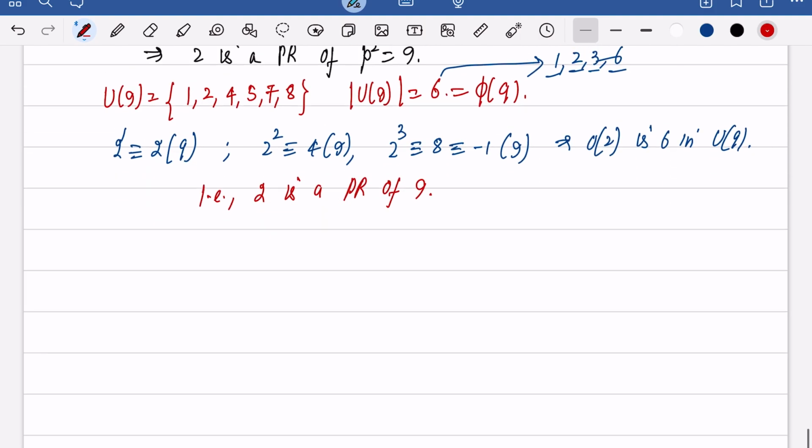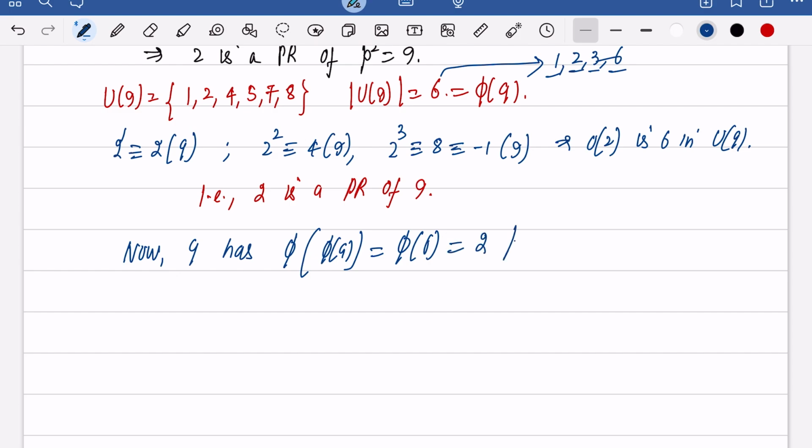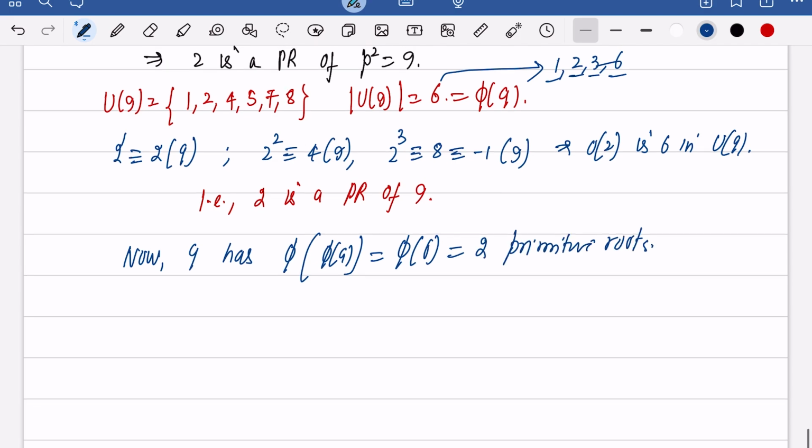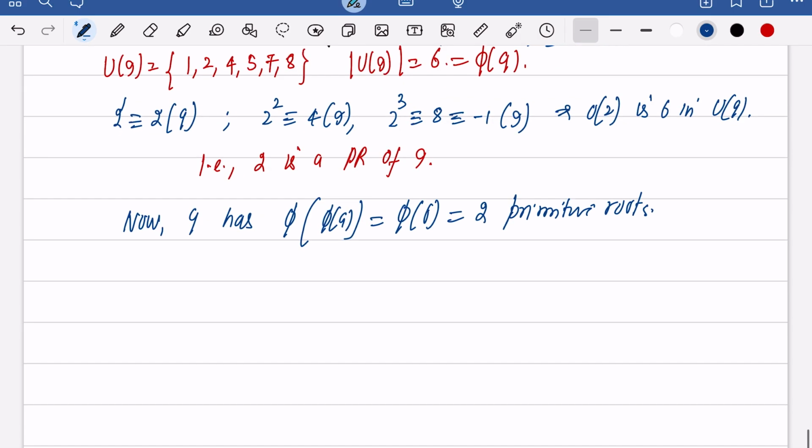But now how many primitive roots does 9 have? Using the formula, 9 has phi of phi of 9, which is equal to phi of 6, which is equal to 2 primitive roots. Now how to find the other primitive root of 9? That's one exercise, how to find the other primitive roots of 9. So that's our one question.